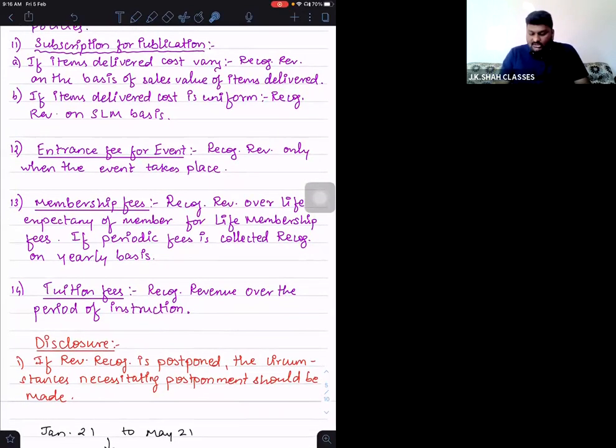Right? Only one disclosure requirement. What is the disclosure? If revenue recognition is postponed. Why is it postponed? Technically because of uncertainty of collection. The circumstances necessitating postponement should be disclosed. So you have to write the reason why you have postponed. Basically there will be only one reason, uncertainty of collection. So you have to write in detail in the notes to accounts that a sale worth rupees 50,000 is not recorded because at the time of raising the claim, it was not certain that customer X is going to make the payment. Hence, it is postponed till further notice. So this is a small disclosure that you have to give. That's it. Only one disclosure requirement.